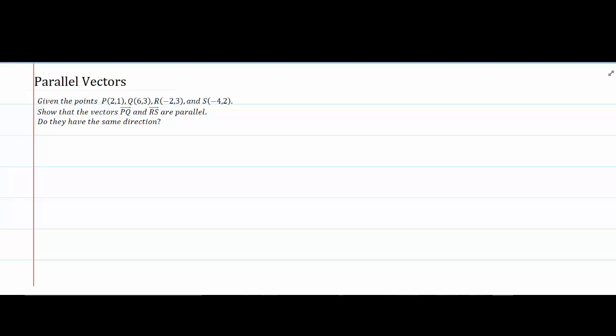In this problem, I need to determine whether two vectors are parallel. So given the points P, Q, R, and S, I need to show that the vectors PQ and RS are parallel. And then it asks, do they have the same direction? So first what I'm going to do is graph these. I'm using GeoGebra right now, but you can use any graphing utility or graphing paper to determine this.